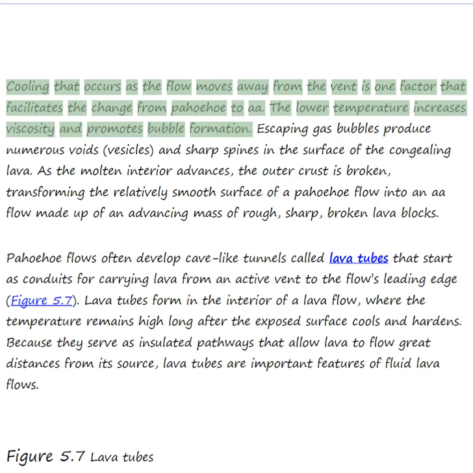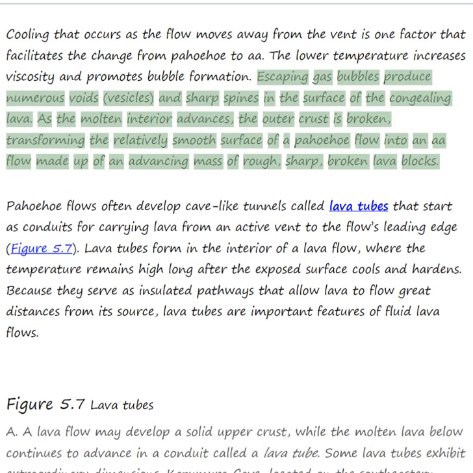The lower temperature increases viscosity and promotes bubble formation. Escaping gas bubbles produce numerous voids and sharp spines in the surface of the congealing lava. As the molten interior advances, the outer crust is broken, transforming the relatively smooth surface of a Pahoehoe flow into an AA flow made up of an advancing mass of rough, sharp, broken lava blocks.